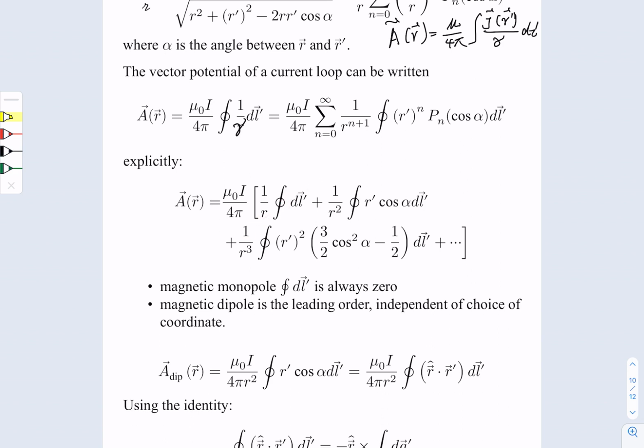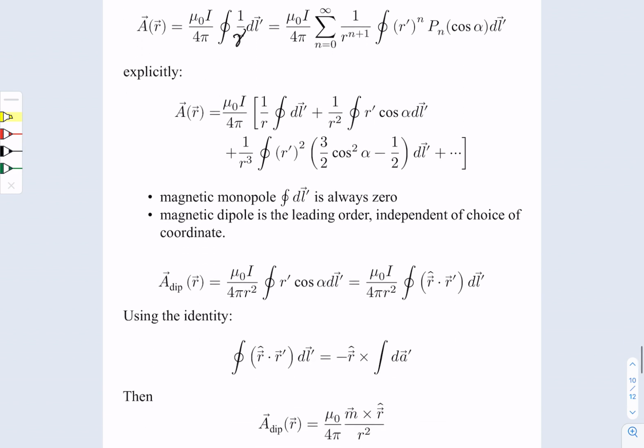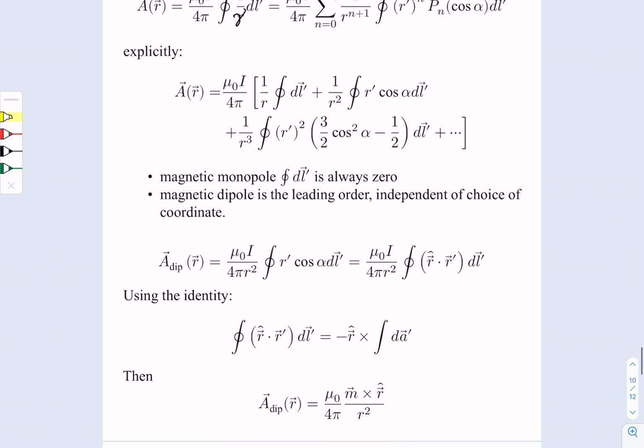So the leading order term actually becomes the magnetic dipole term, and because the magnetic dipole term is the leading term, similar to the analysis that we have done for the electric multipole expansion, the leading order term should be independent of the choice of the coordinate. So the definition of a magnetic dipole should also be independent of the choice of the coordinate. So let's look carefully at what the magnetic dipole is.